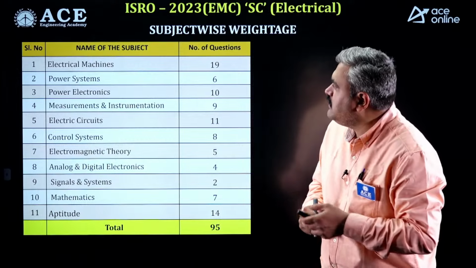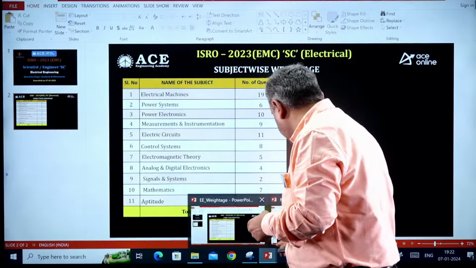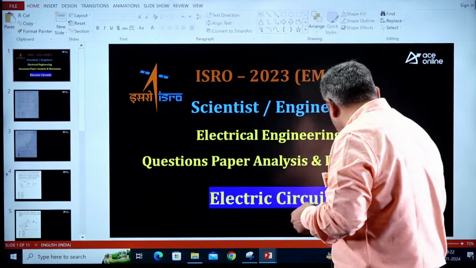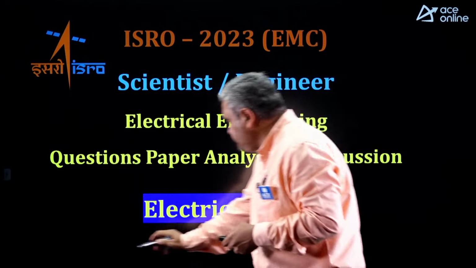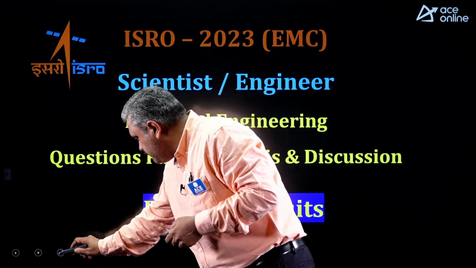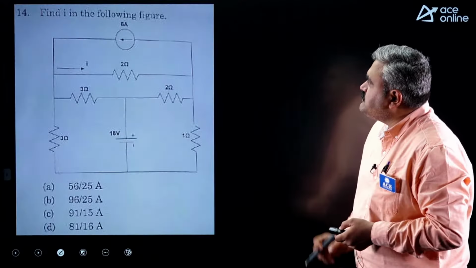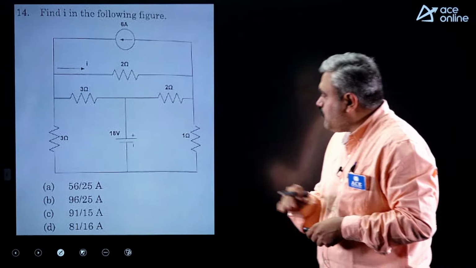All the things came. So let us first go through the network theory part, or electrical circuit part, that is given in today's paper. Let us discuss these questions first, and the remaining part will be covered by other faculties. So this is the first question. What is the value of the current I in the following picture?